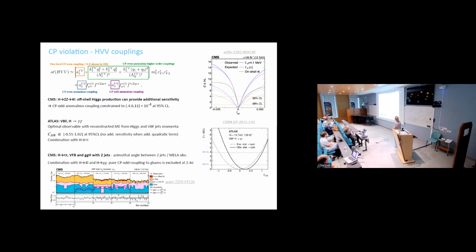In CMS, it has also been done in VBF and ggH with 2 jets. But here, in the Higgs to tau tau final state, we assume that the Higgs to tau tau is standard model-like. We use again matrix element techniques to get observables, and also the azimuthal angle between the two jets. And doing this, you can set a constraint on the coupling to gluons, combining it with other measurements, and we can exclude the CP-odd coupling at 2.4 sigma. So this was for the HVV couplings.